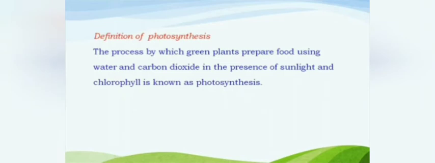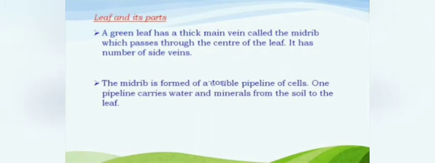Now let us see the definition of photosynthesis. The process by which green plants prepare food using water and carbon dioxide in the presence of sunlight and chlorophyll is known as photosynthesis. As photosynthesis takes place in the leaf, let us learn leaf and its parts.